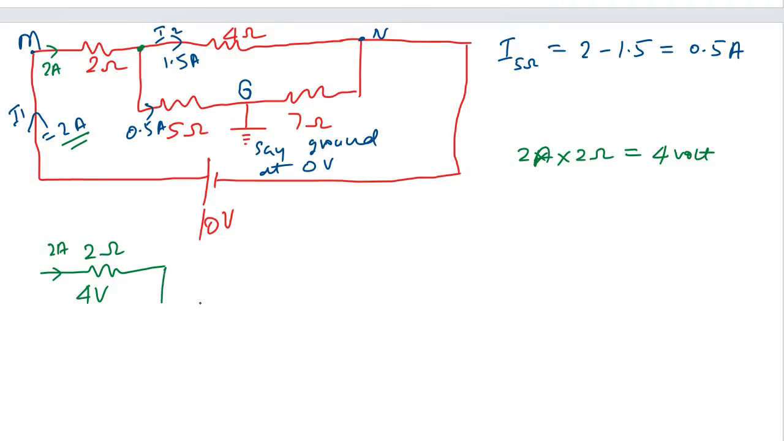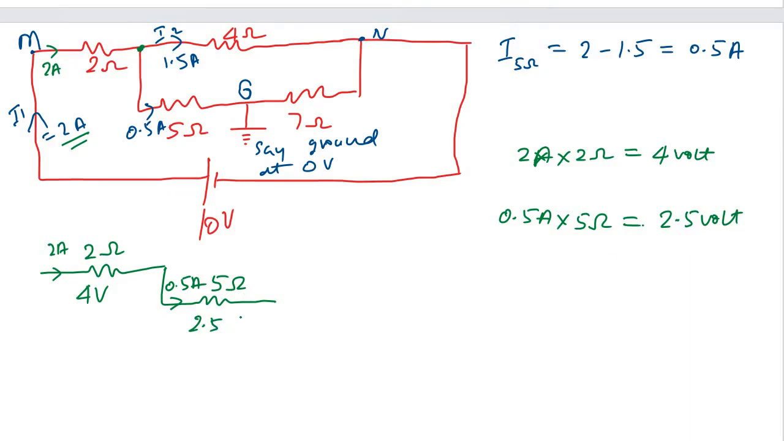So, let me go down first, and here is our 5 ohm resistor. How much current is flowing through this 5 ohm resistor? We are having only 0.5 amps. So 0.5 amps multiplied by 5 ohm, we will get 2.5 volt. So the potential difference across this 5 ohm is 2.5 volt. And this is our point G, don't forget. This is our point G, and we are having ground here. So this is at 0 potential, 0 volt.